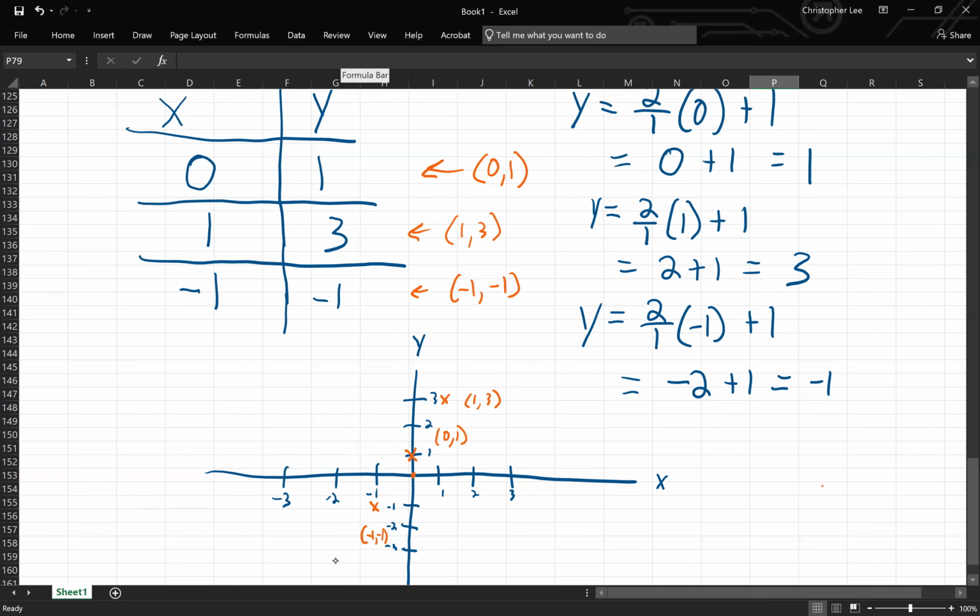After you're done doing that, right, you could graph your line, going straight through the points. And there you go. This is the equation y equals 2x plus 1. And that's it. That's how you graph it.